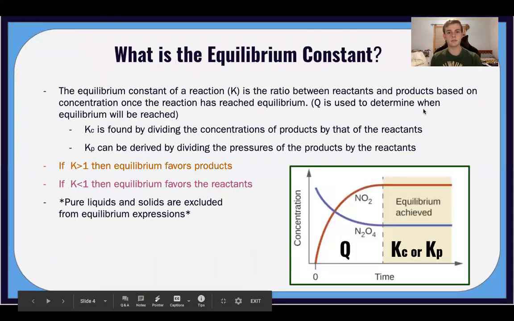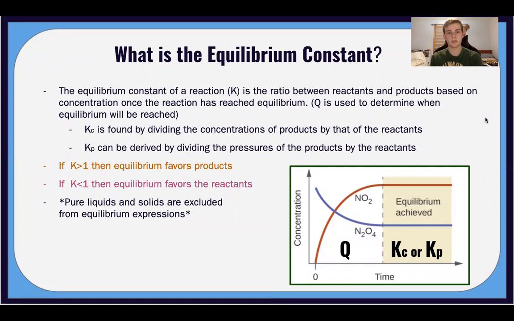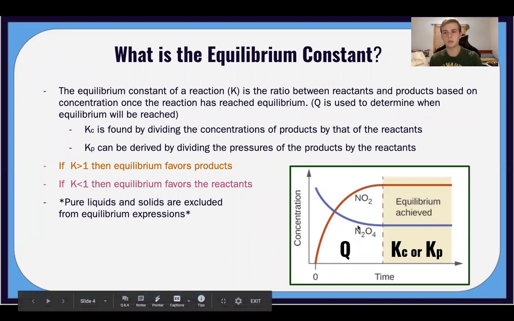Let's get started. So you might be asking yourself, what is the equilibrium constant? Well, the equilibrium constant of a reaction, K, is the ratio between reactants and products based on concentration once the reaction has been reached equilibrium. Q is used to determine when equilibrium will be reached. When the reaction is still deciding when it's going to reach equilibrium, Q helps to determine the changes that we see.